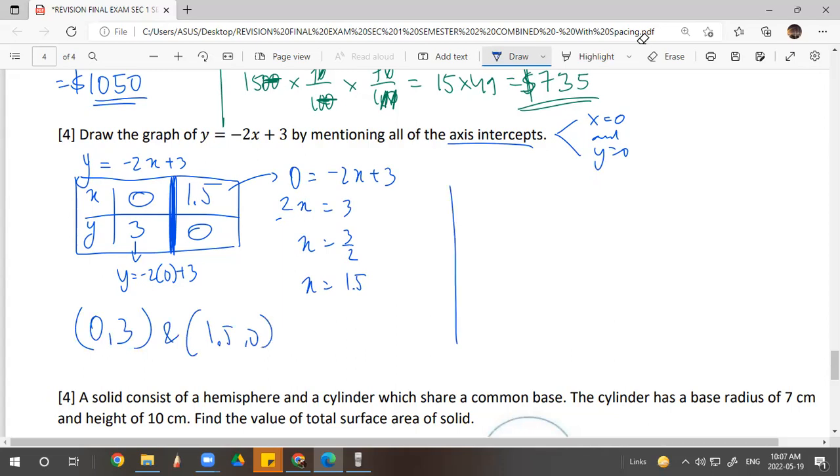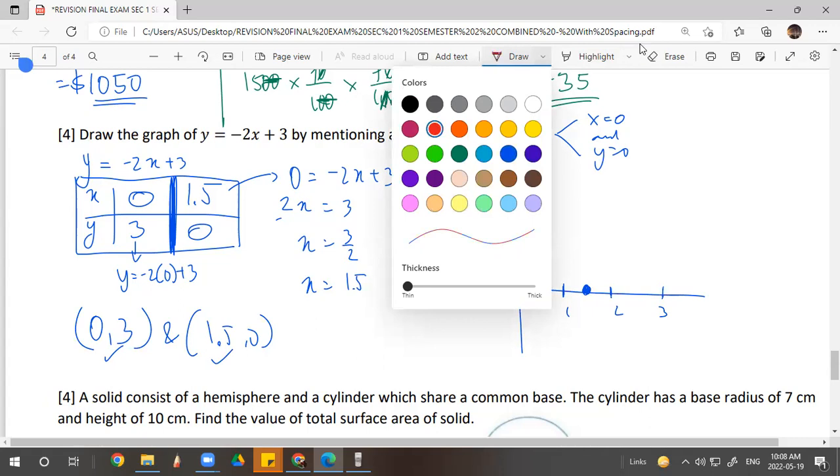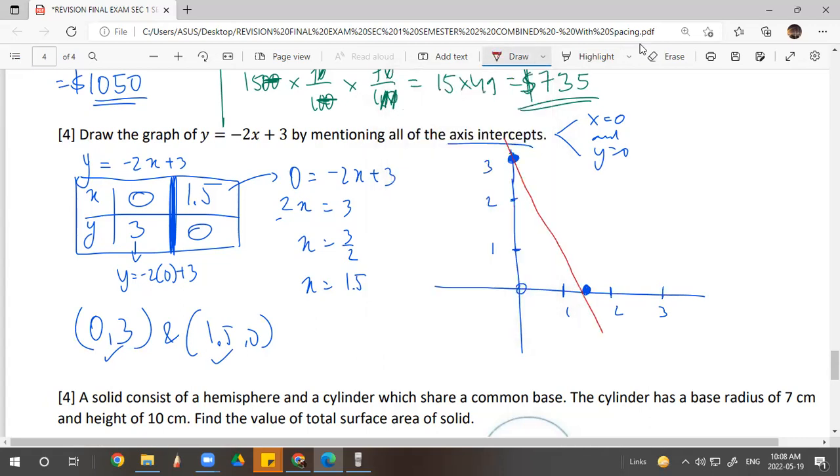I think this is not too hard. But the thing is you need to use a ruler. I don't have a ruler, sorry. So 1, 2, 3. 0, 3 is here. So you mention the axis of intercept, done. And now you draw 1.5, 0. This is 1, 2, 3, 1, 2, 3. 1.5 is here, 0. Right? So what is the value? This is the drawing, I mean not the value. The value is 0, 3 and 1.5, 0.